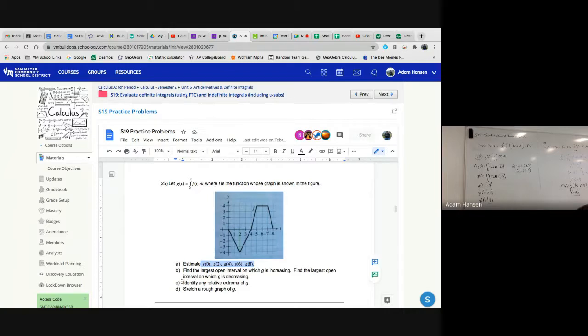Part C. Identify any relative extrema. If a function changes from decreasing to increasing, what type of extrema is that? Minimum, right? If you go from going down to going up, you've rounded the corner on the bottom. If you go from increasing to decreasing, now you're at the maximum. You rounded the corner on top. So that would be at 4, we said? 4 on the -8.